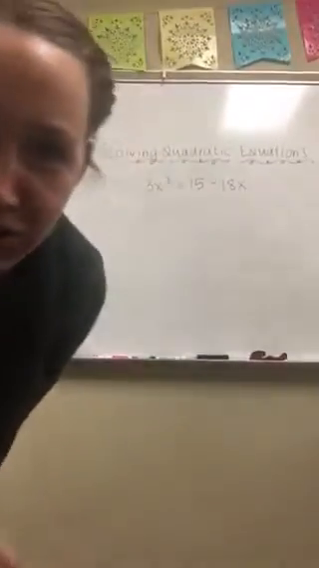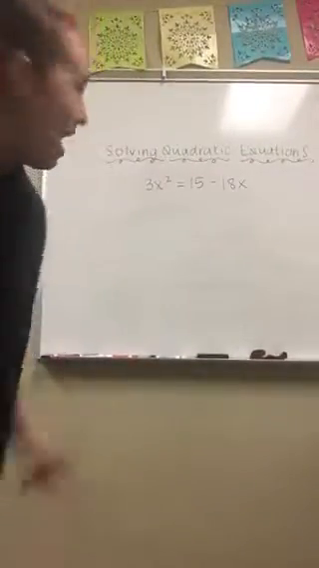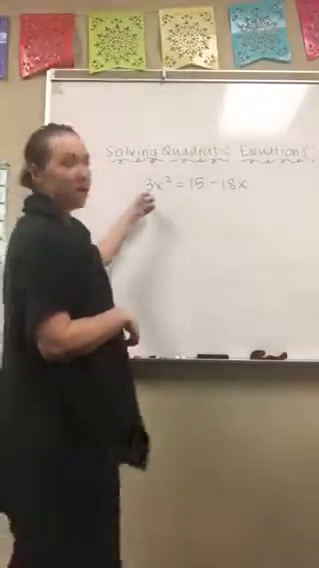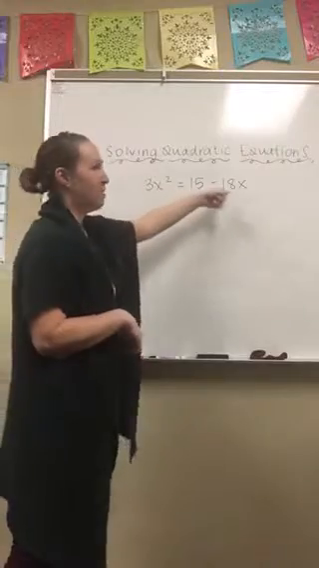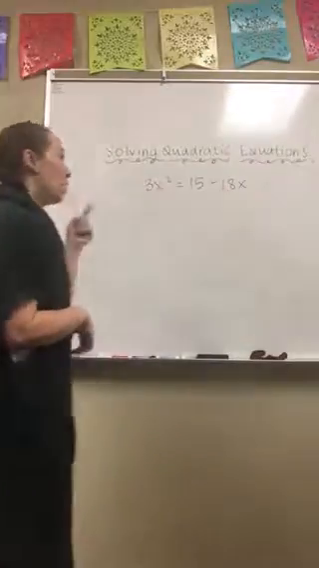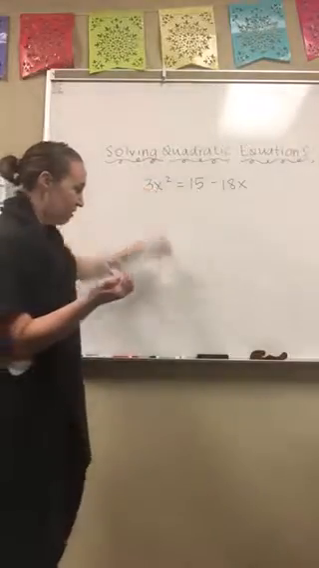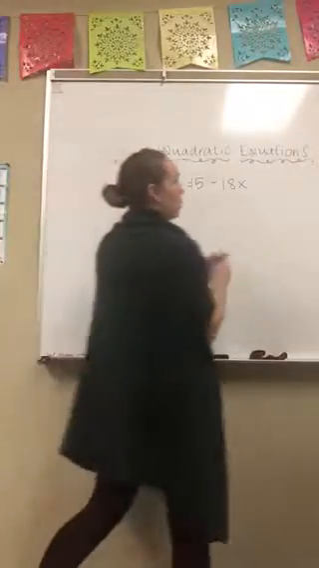Okay, I'm going to share a tutorial video on how to solve quadratic equations. We're going to start off with the equation 3x squared equals 15 minus 18x. I know it's quadratic because it's got an x squared, and whenever I'm trying to solve a quadratic equation, I want to get it equal to 0.